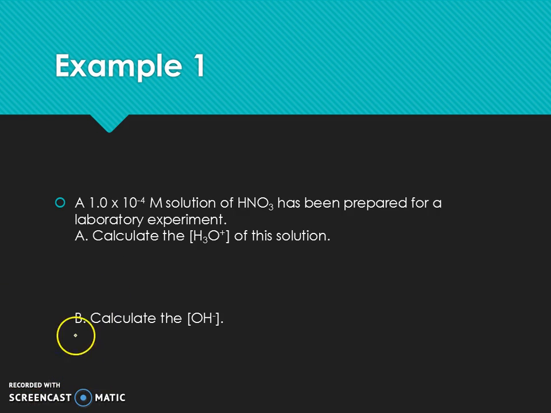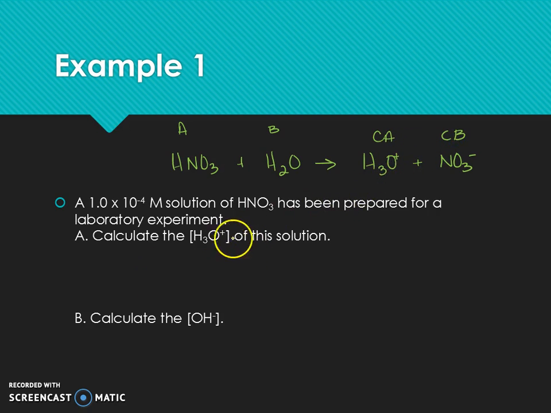All right, so this right here says to find the hydronium ion concentration of the solution. Well, if we take HNO3, nitric acid, and put it in water, remember, this is your acid, and this is your base. This is your acid because it's a proton donor. So we end up with H3O plus, and then we end up with NO3 negative. So this would be your conjugate acid, and this is your conjugate base.